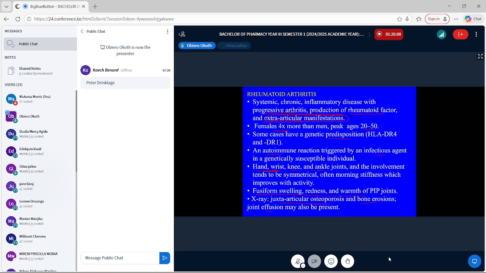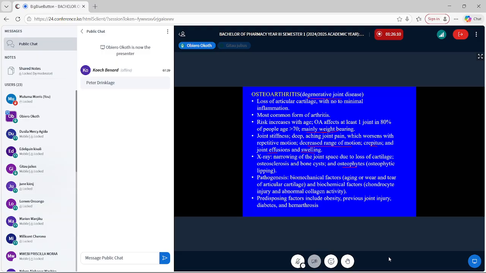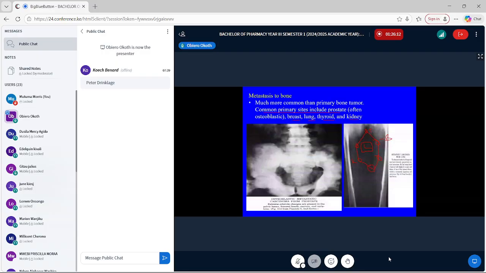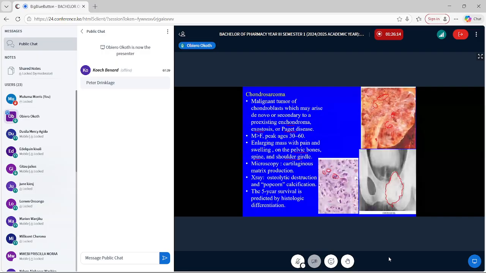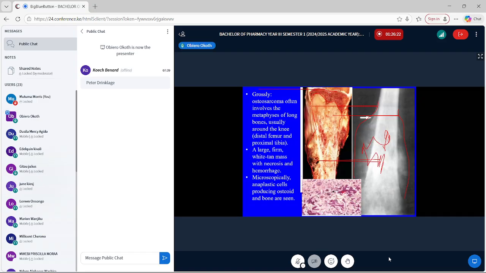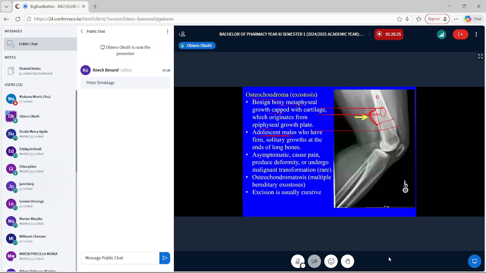That should be fairly easy. Osteochondromas can be many, but they tend to be usually one, solitary. So if I come here and I rub this, where's my marker? And I erase this.